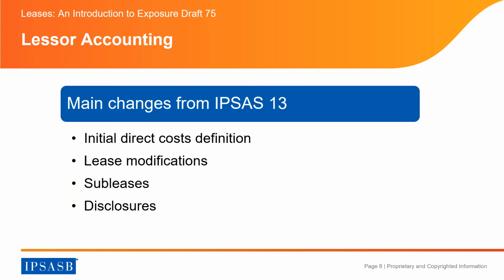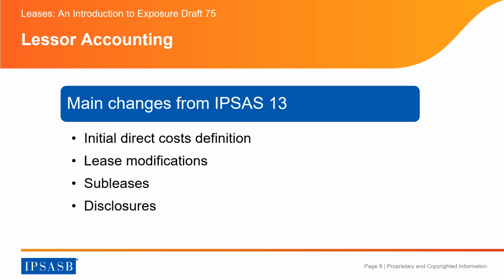Let's take a look in more detail at the main accounting requirements in lessor accounting. As explained earlier, the IPSASB decided to propose to substantially carry forward the risks and rewards model that exists in IPSAS 13. However, Exposure Draft 75 proposes select changes compared to IPSAS 13. Regarding the initial direct costs definition, Exposure Draft 75 proposes to define initial direct costs consistently with the definition of incremental costs of obtaining a binding arrangement in Exposure Draft 70, revenue with performance obligations. Therefore, the costs incurred by a lessor to obtain a lease are accounted for consistently with costs incurred in relation to other contracts with purchasers.